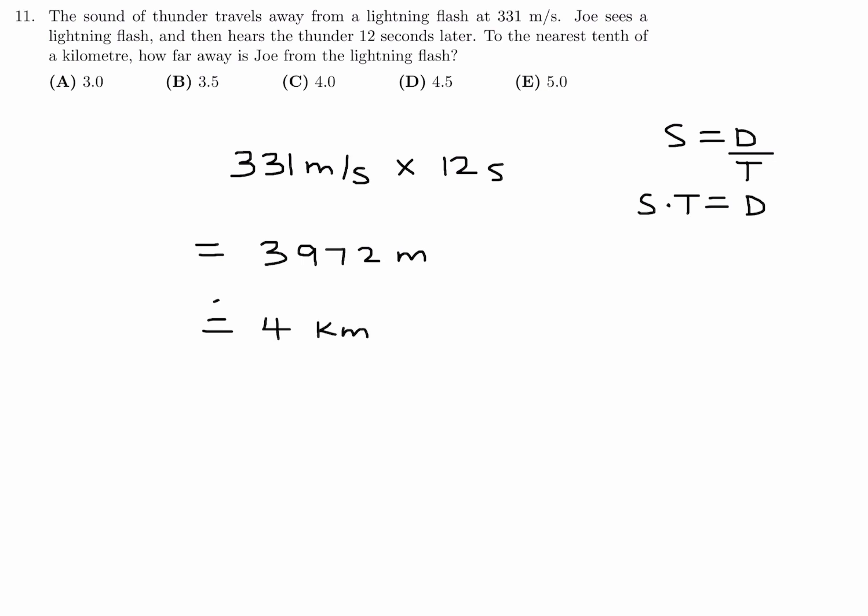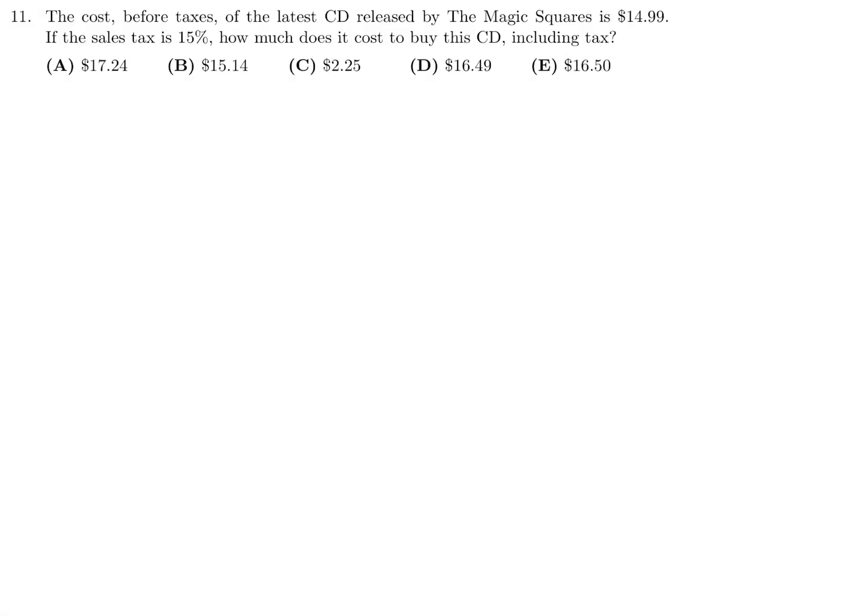So number 11, the answer is C. The cost before taxes of the latest CD released by the Magic Squares is $14.99. If the sales tax is 15%, how much does it cost to buy this CD including tax? So you'd multiply $14.99 times 1.15 because you're adding 15%. And if you do that, you get 17.24. So number 11, the answer is A.